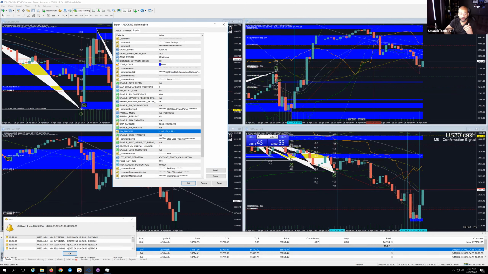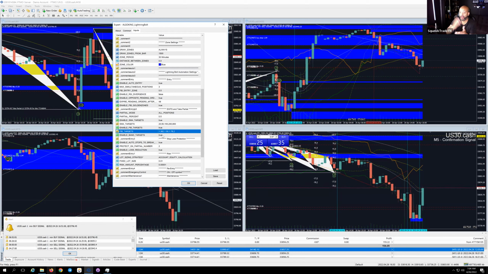You could put in pip targets, maybe not in terms of price, but say 25, 10, 20, and that would partial at 25 pips profit, and then another 10 pips in profit, and then another 20 pips in profit. It'll be parsed like the way this is with commas. You put in your pip targets, and it'll know from your opening price, these are the targets you're meeting, and I'll just partial them out.